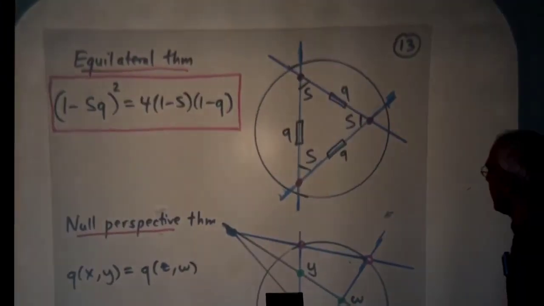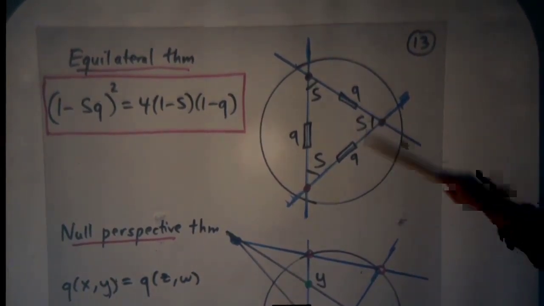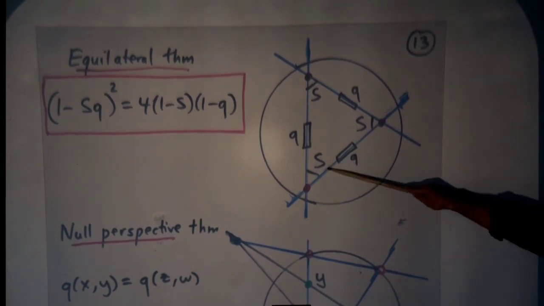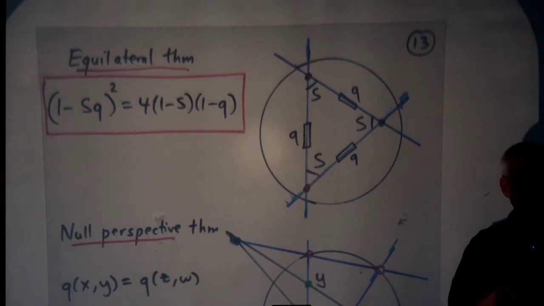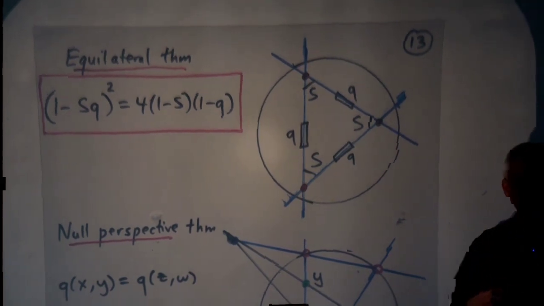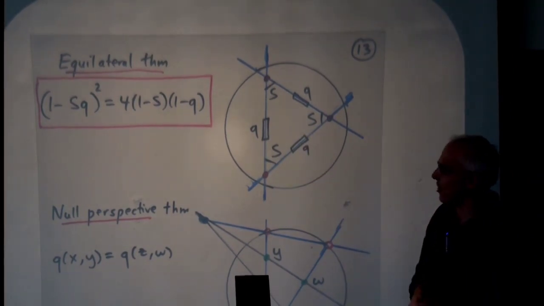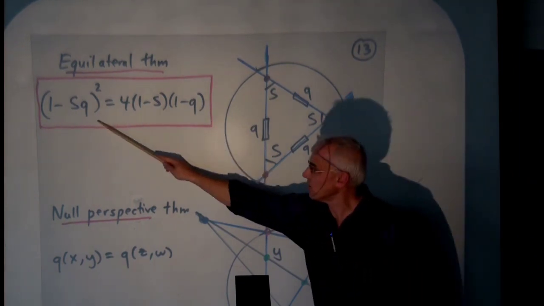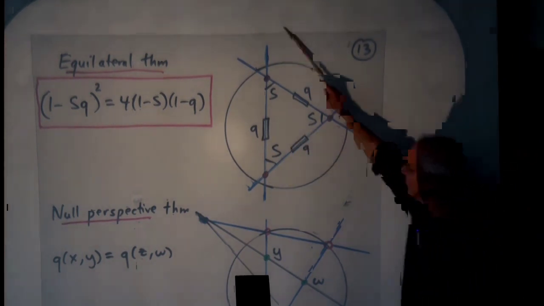So the first one is an analog of a well-known result. If you have an equilateral triangle, three equal quadrances, three equal spreads, then we saw that there's a relation. There's a whole family of equilateral triangles. So if you know Q, you should be able to know what S is, at least up to maybe a quadratic equation. And this is, in fact, the relation. So (1 minus SQ) all squared is 4 times (1 minus S) times (1 minus Q). And that works also when you have equilateral triangles outside.